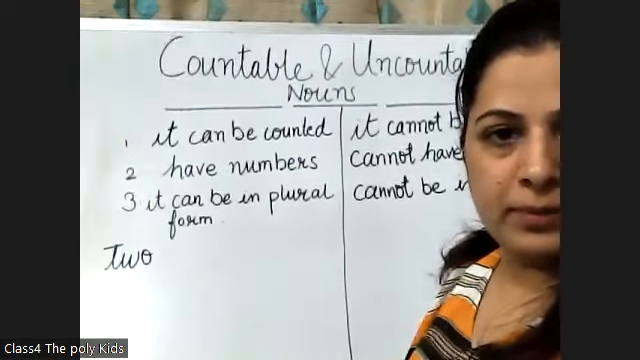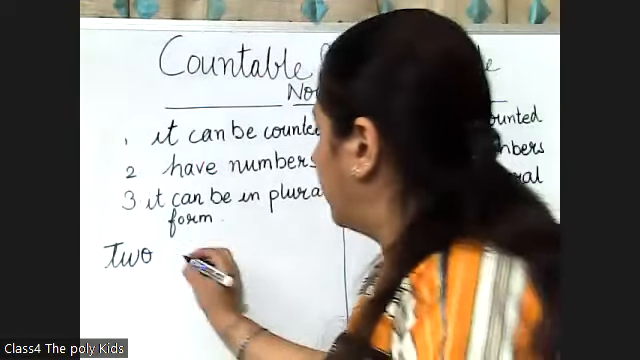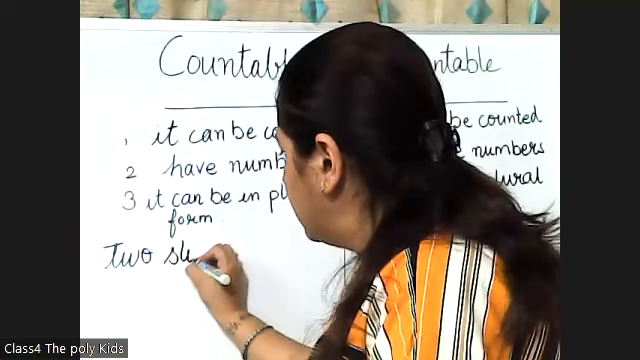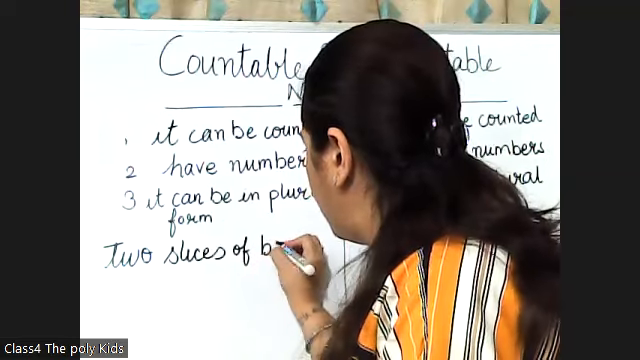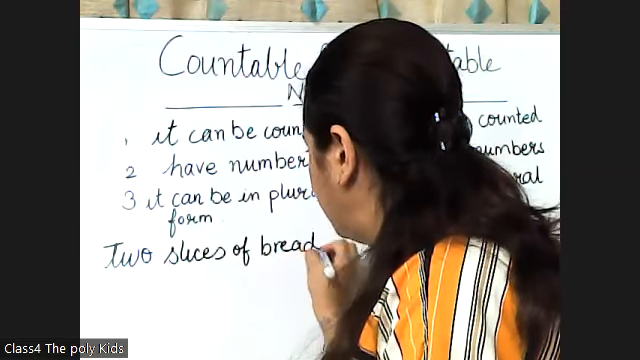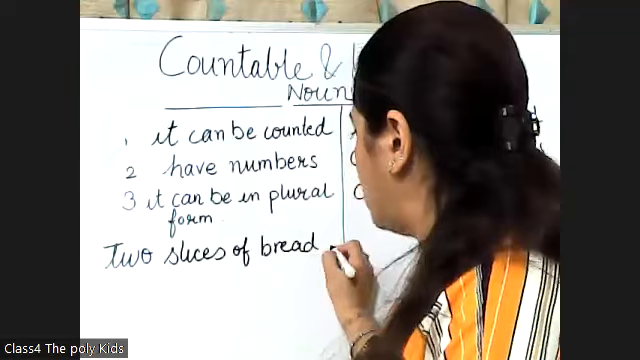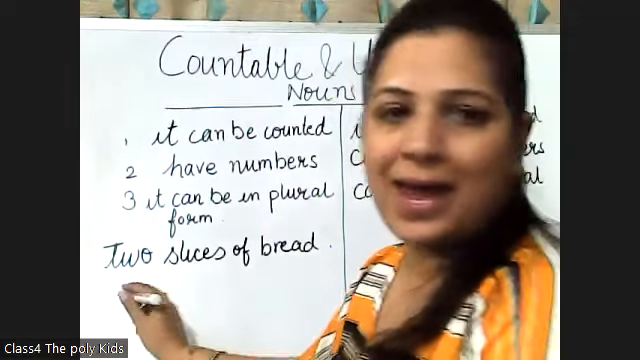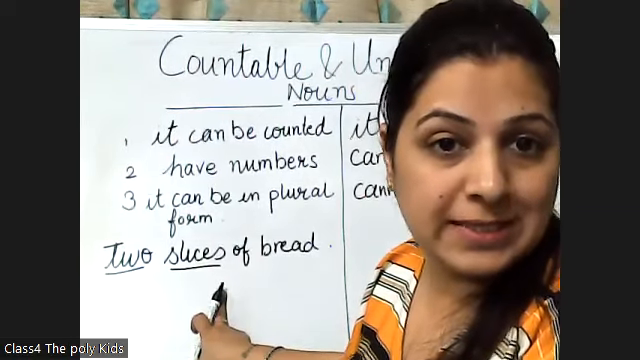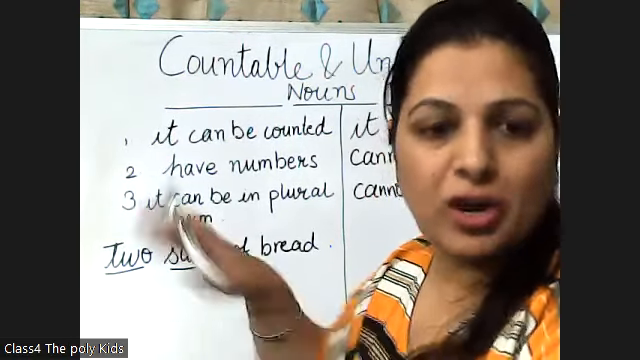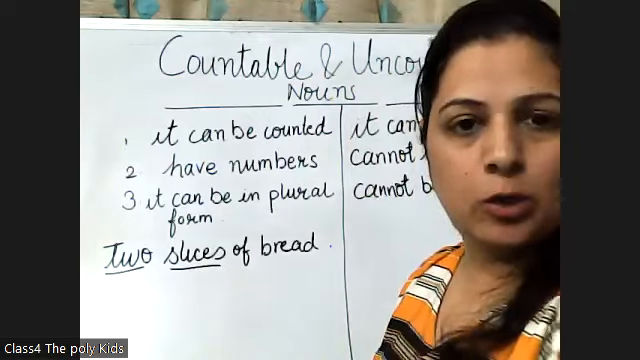Is it visible? Yes, ma'am. Okay. 2 slices of bread. 2 slices of bread. Now see, here I have number also and I have plural form also of slice. First write, then I will explain. लिख लो आप लोग.